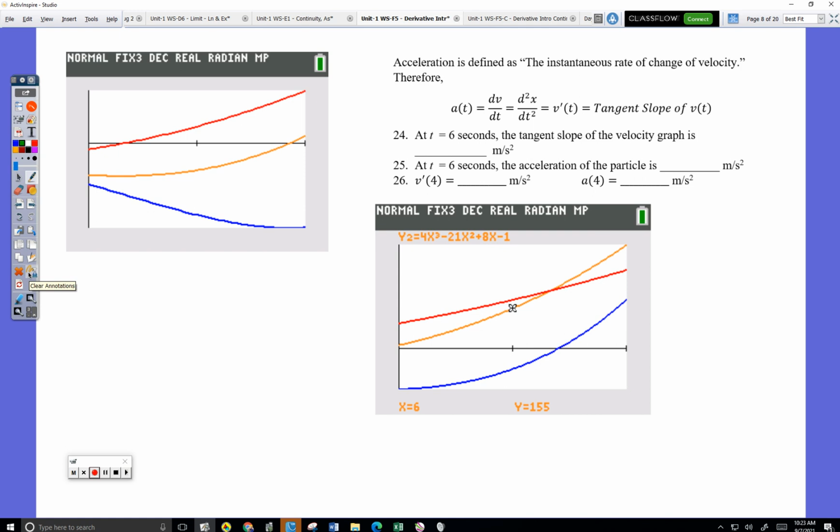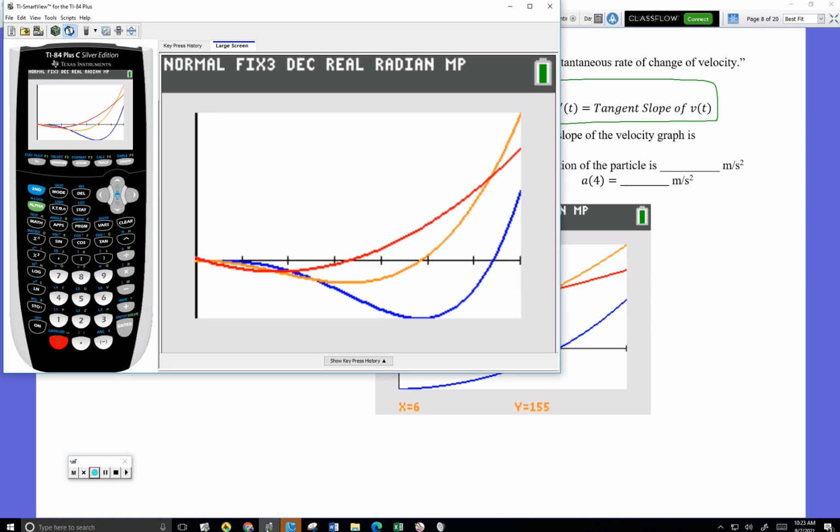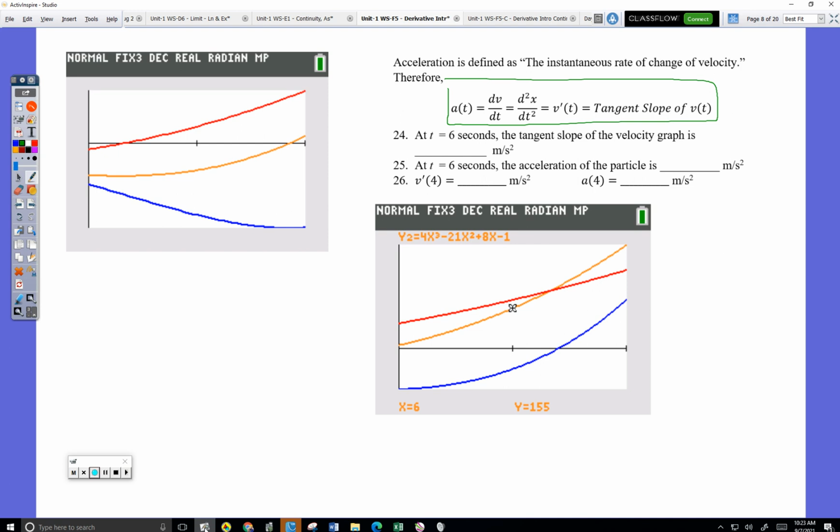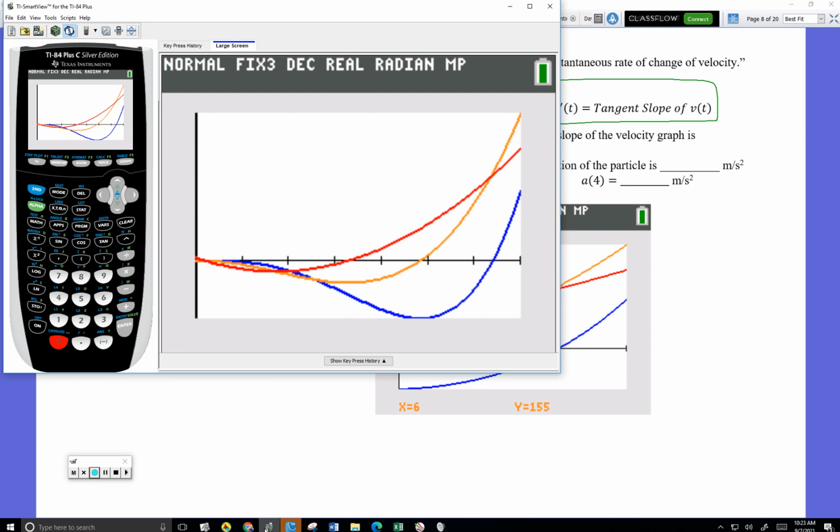Back to Spencer's comment, this now is talking about instantaneous acceleration. And we did this earlier today, so you guys have a big head start on this. At t equals 6 seconds, the tangent slope of the velocity graph is what? So we can go find the slope of the velocity, which means we would be right here. This is at what time? 6 seconds. So we'd be right here, finding the slope right there.